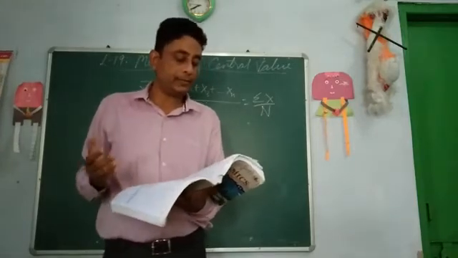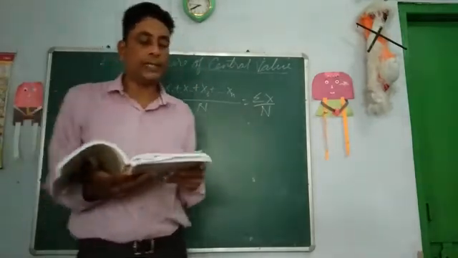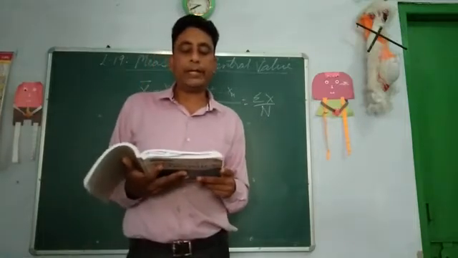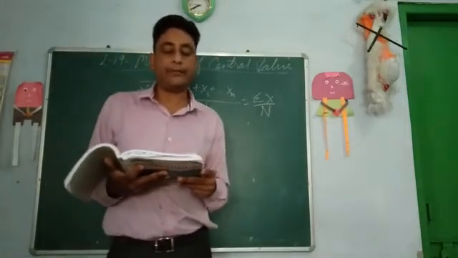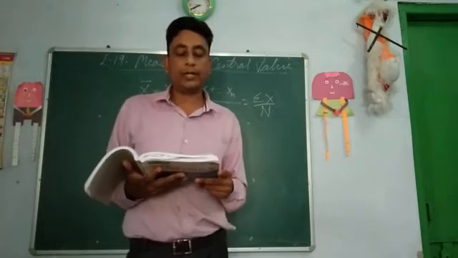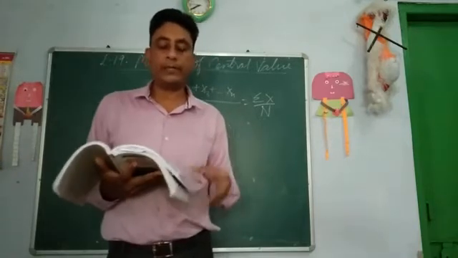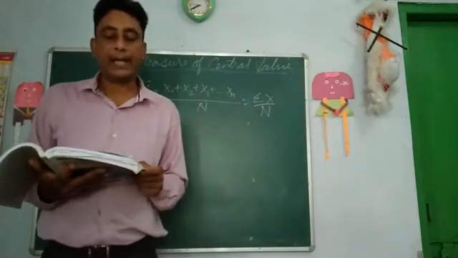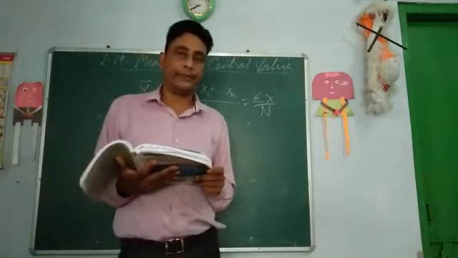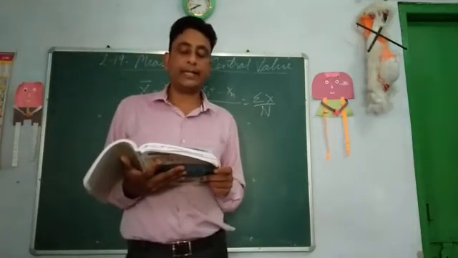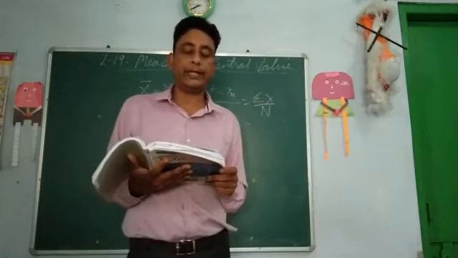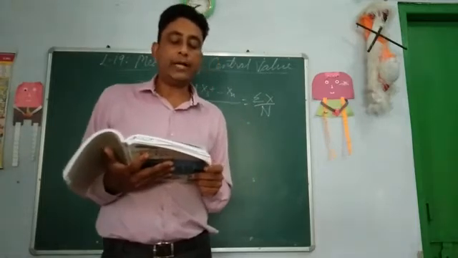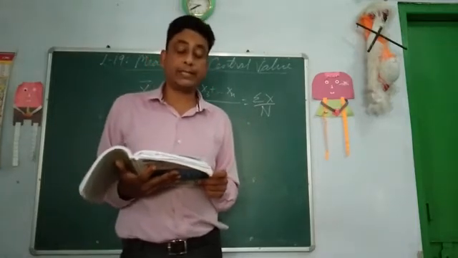Here you can see an example. Example 1: The following table gives the daily wages of 10 workers in a factory. Worker 1, worker 2, worker 3 and so on till worker 10, and their wages are 60, 70, 80, 95, 100, 110, 115, 130, 140, 160. Calculate the arithmetic mean of wages.